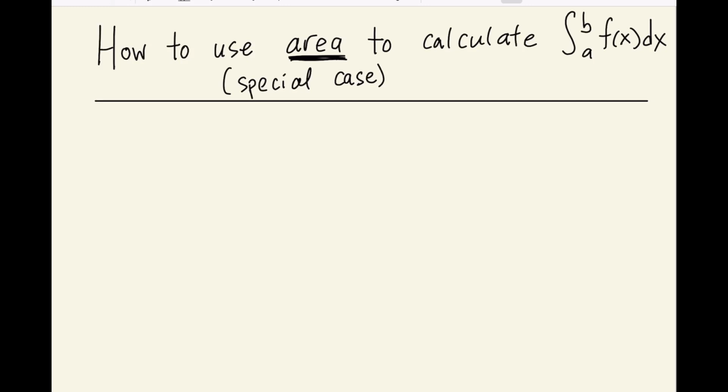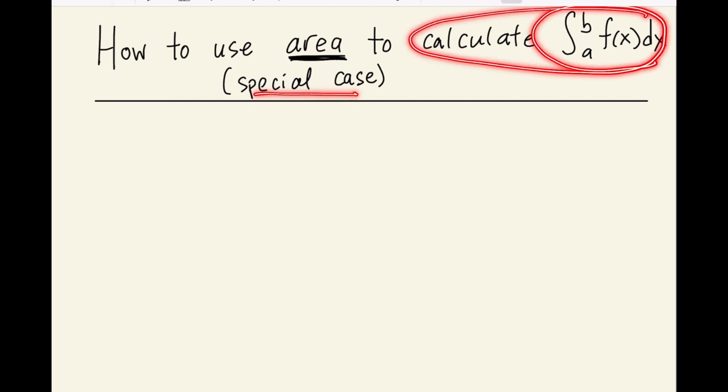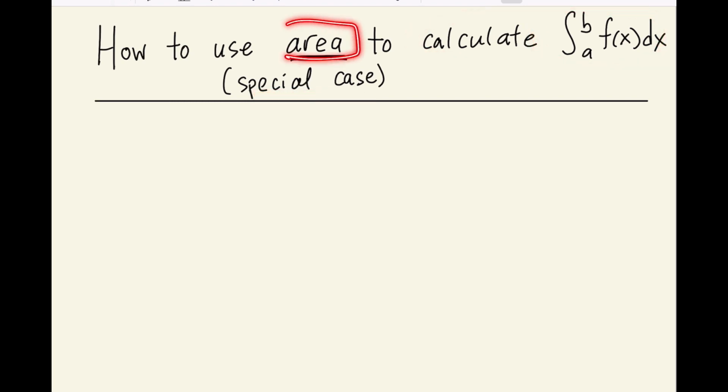In this video, we are going to talk about the special case where I can calculate the definite integral just using areas. Just using my knowledge of geometry and areas, I can calculate the definite integral. So we're talking about the case when we do not need to use the limit of the Riemann sums. And this is, like I said, a special case.